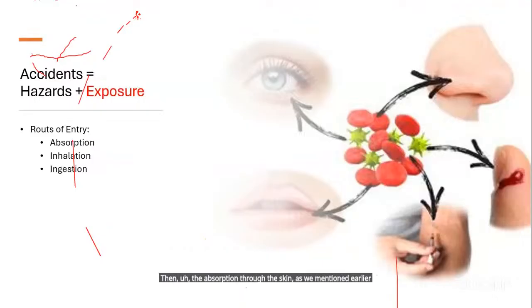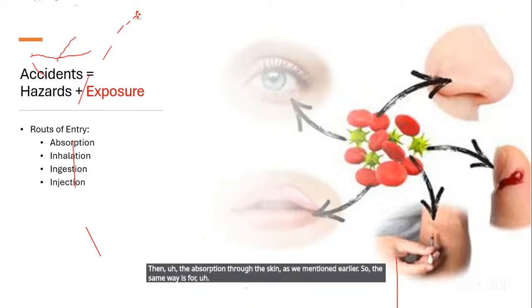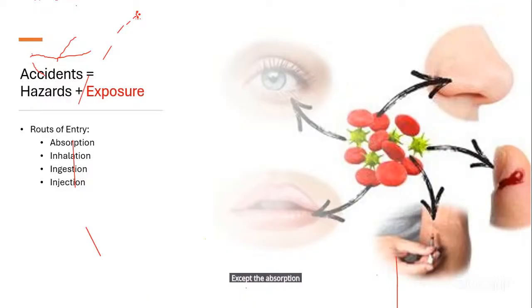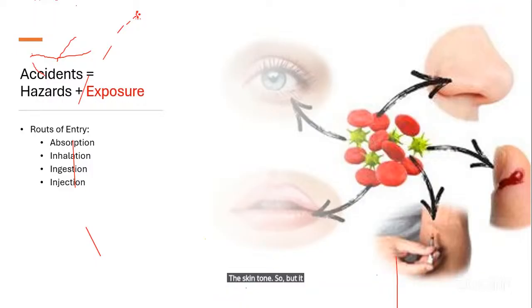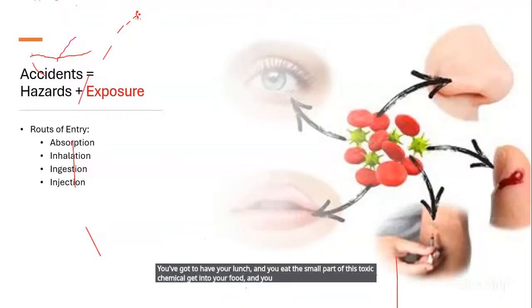The same applies for bacteria and for the chemicals, except the absorption. So bacteria will not penetrate your skin unless there is a cut on the skin. But you can inhale it through inhalation. You can ingest it when you're eating. You have contamination on your hands, you don't wash your hands, you go to have your lunch and you eat, the small parts of this toxic chemical get into your food and you ingest it and people get sick.